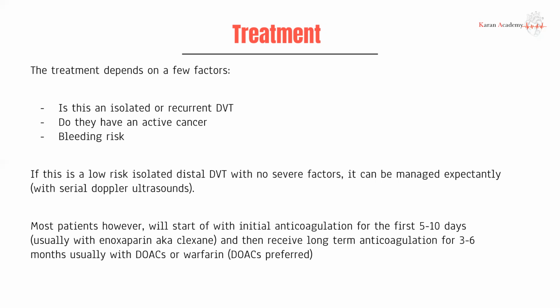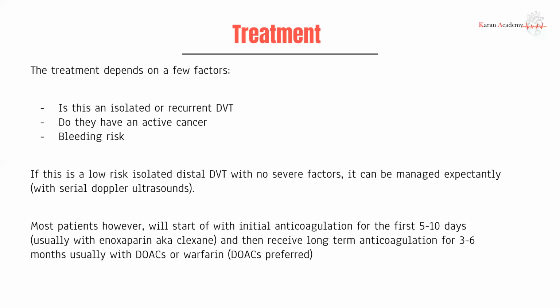Most patients, however, will not apply in this group. They would at least have a moderate risk PE or a DVT or a recurrent DVT, which makes the need to commence some form of therapy ever more relevant. So what you can do, you would mostly start them on anticoagulation for the first 5 to 10 days. This is usually with enoxaparin or clexane or low molecular weight heparin. And then you would start them on DOACs or warfarin for 3 to 6 months, again, depending on how high risk they are for a future DVT.